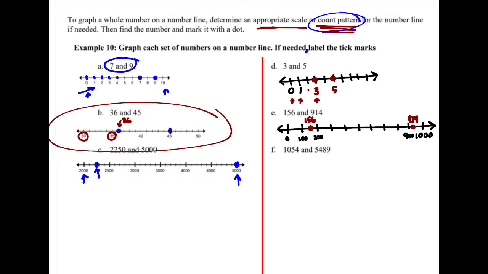And our last one here. So we have 1,054 and 5,489, but it's bigger than 5,000, so let's go up to 6. If I start at 1,000 here, then there'd be 2, 3, 4, 5, 6,000. I'm just going to go ahead and label all of these because they're spaced out far enough that it's not going to mess us up too far.